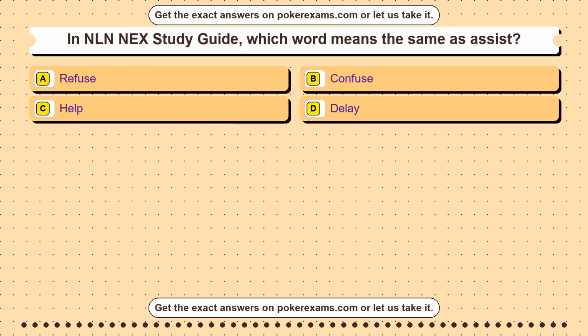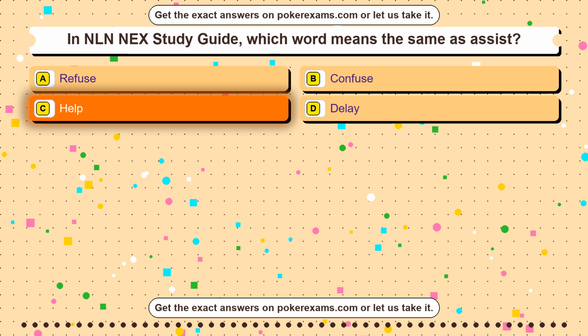Question 23. In GED scientific method practice, which branch of government makes laws in the United States? Option A judicial. Option B military. Option C legislative. Option D executive. The correct answer is option C.